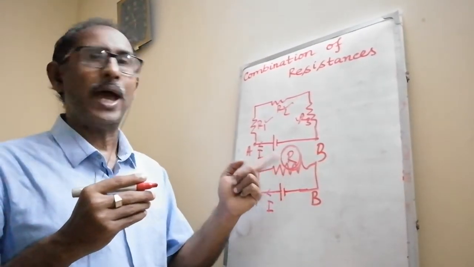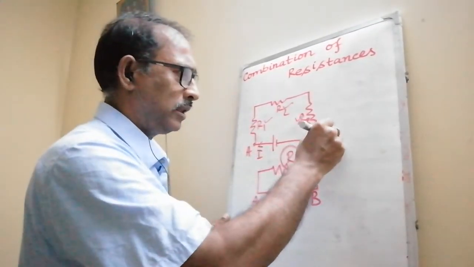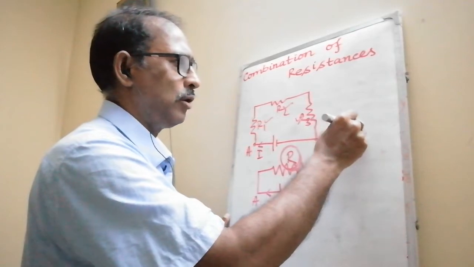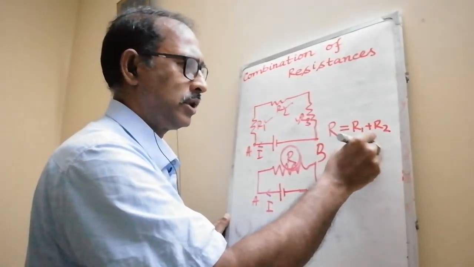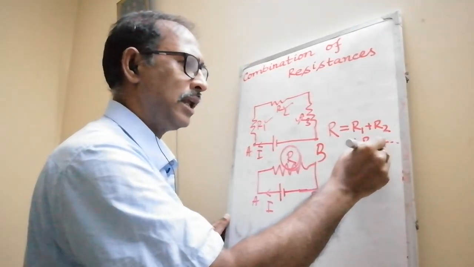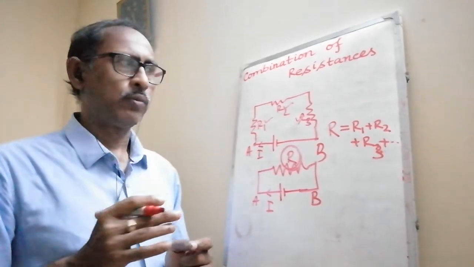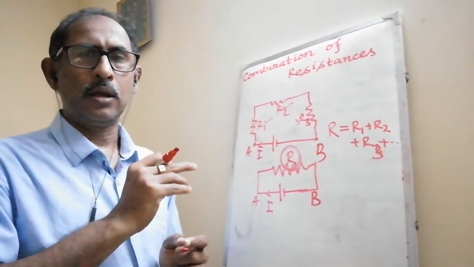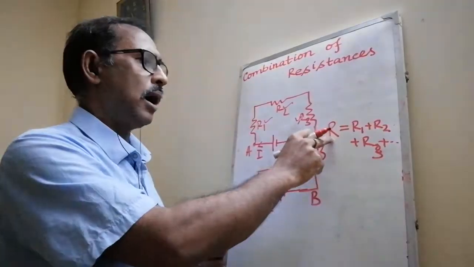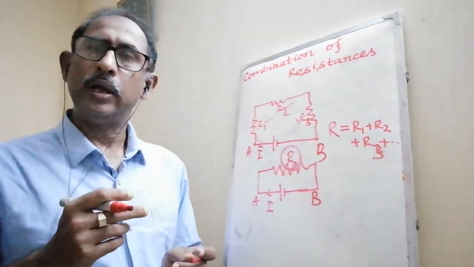Now what will be this value? Mathematically we can prove that this equivalent resistance R is equal to R1 plus R2 plus R3, plus, if another resistance is there, plus and so on. So the equivalent resistance of the series combination is the sum of the component resistors.